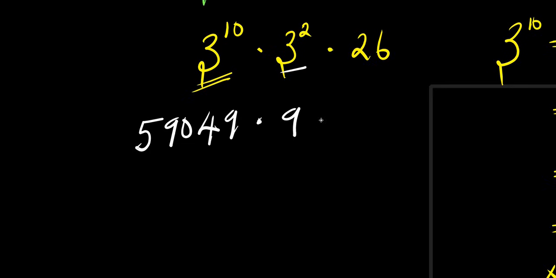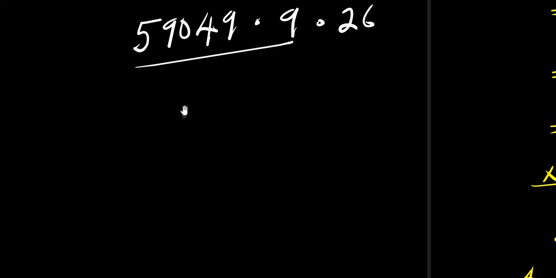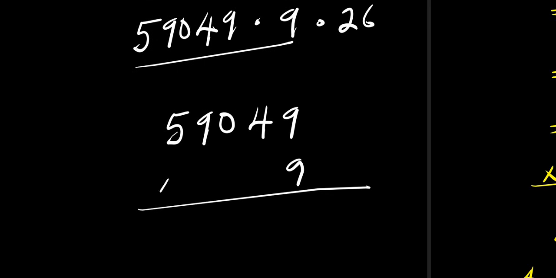3 power 2, that is 9, times 26. So let's multiply this out. 59049 times 9. 9 times 9, 81. 8 carry over 1 carry over 8. 9 times 4, 36. 36 plus 8, 44.